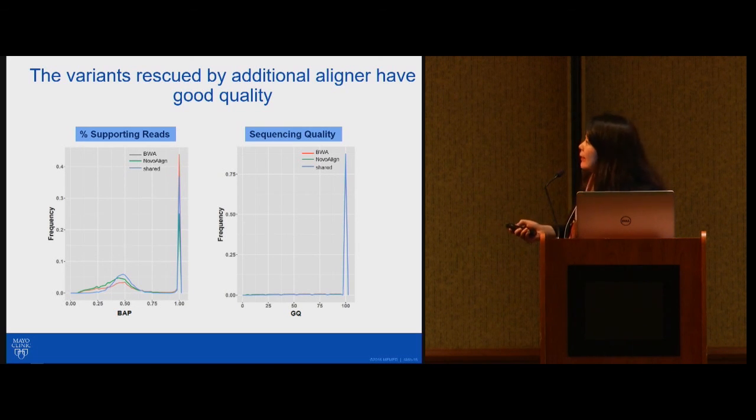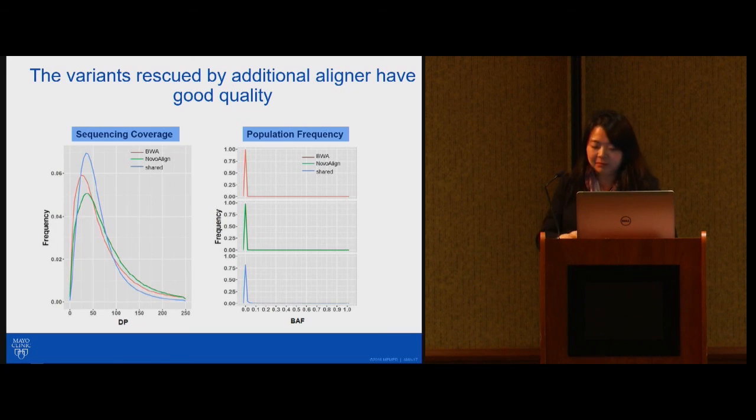The next thing we looked at is sequencing quality, or GQ score. Again, you can see all 3 groups have very similar distribution, and they peak at 99, which is the highest value we can obtain. The third quality metric we'll look into is sequencing coverage. Again, you can see that all 3 groups have very similar distribution of high depth. And lastly, population frequency. The 3 groups of variants have very similar distribution, but the 2 aligner-specific variants actually have a higher percentage that are more rare in the population.